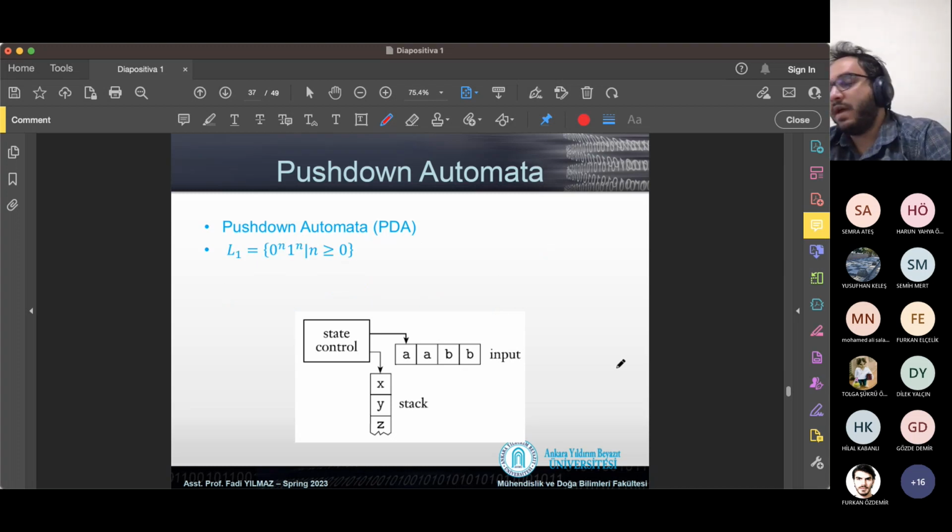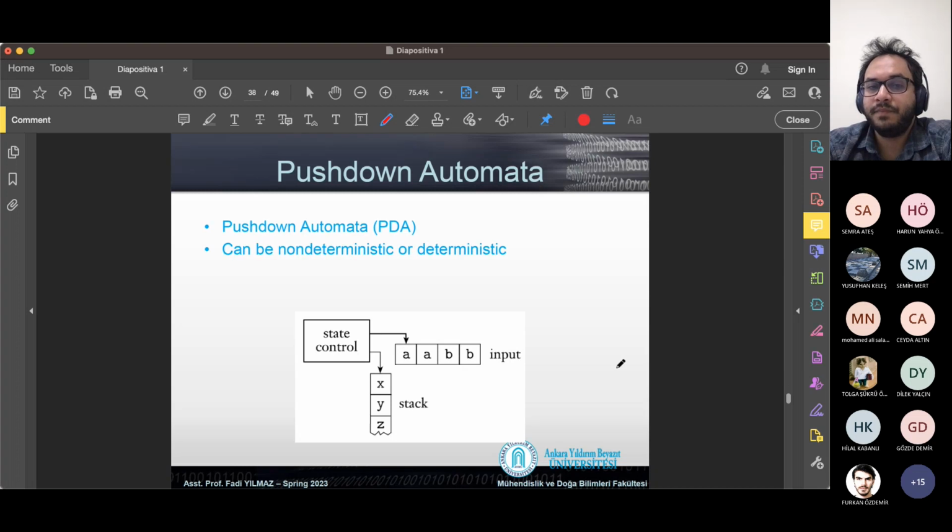Let's talk about the language that we have. It's 0 to the n, 1 to the n. There are n zeros followed by n ones, the same amount of ones. So this language is not regular. We showed that with the pumping lemma. But can we show it with the pushdown automata? Let's see. It's coming in the next slide, I think. The pushdown automata, guys, can be non-deterministic or deterministic, but we start with the non-deterministic one because the deterministic one is harder to learn, let's say.